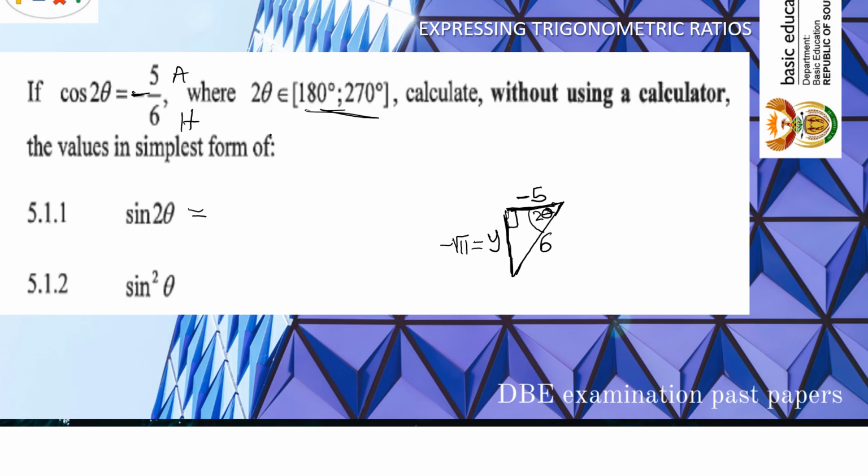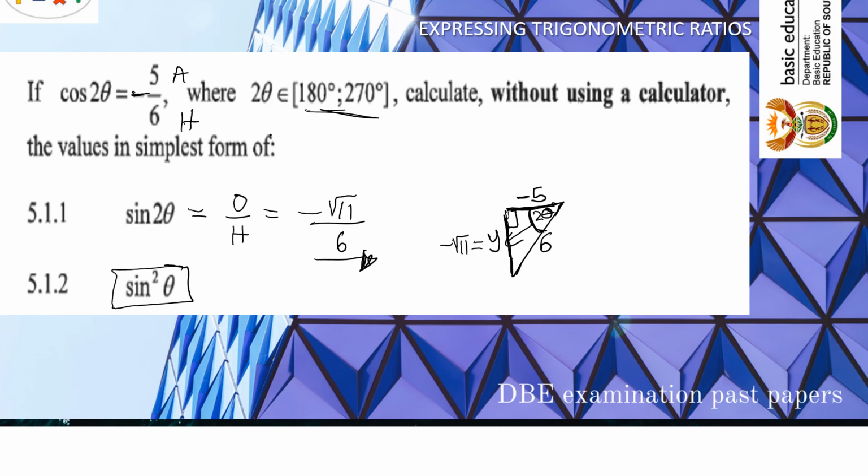We have our triangle. It's going to be very simple. Sine 2 theta. Sine is opposite over hypotenuse. What is your opposite? Your opposite is negative root 11. What is your hypotenuse? 6. You are done. You get your answer: minus root 11 over 6. As simple as that. Okay, let's look at this one.